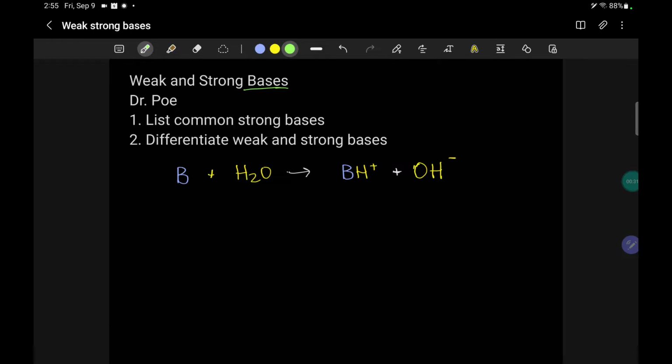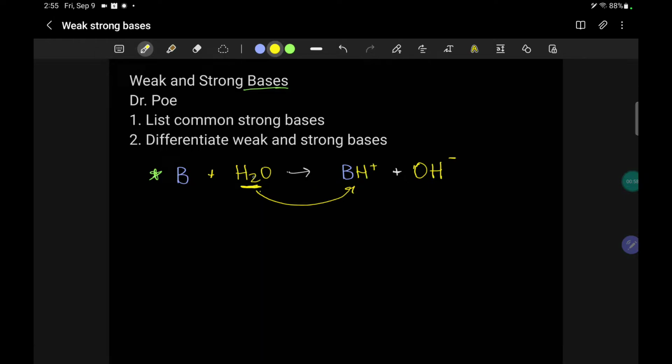So here's the general equation that you probably see in class. B is for base. H2O, that's our water, and we see it separating, and I color coded this to show you how the water splits. One of these hydrogens is going to be attached to the base, because remember, in this example, the water is going to be the acid, and the B is going to be the base, so water is a proton donor here, so it's going to donate its proton to the base.